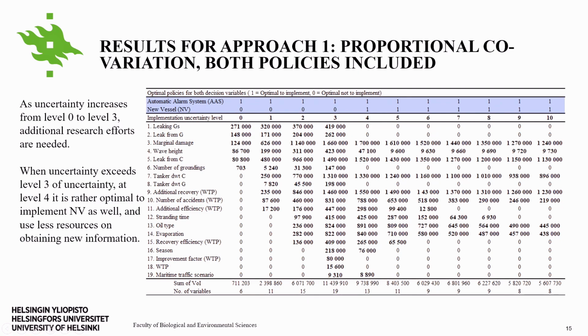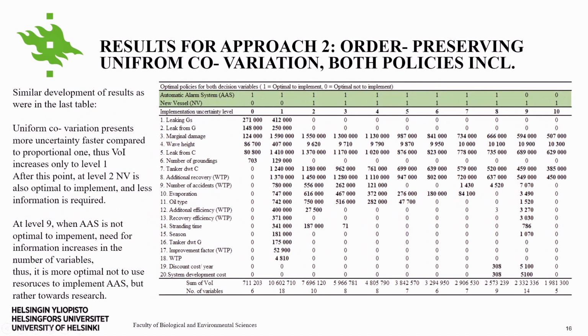Of course, now there is value of information from the new vessel as well, because it is included in the analysis. In this uniform covariation method, it doesn't decrease to 0 because we have the new vessel in the analysis as well. But we can see that the shape is similar to the previous results: after a certain point, value of information first increases and then starts to decrease, and the optimal decision is to implement the vessel as well.